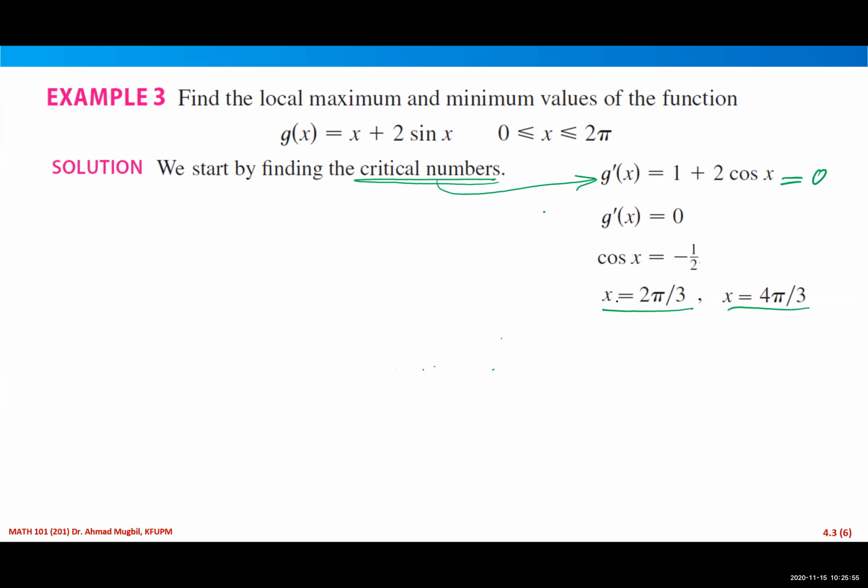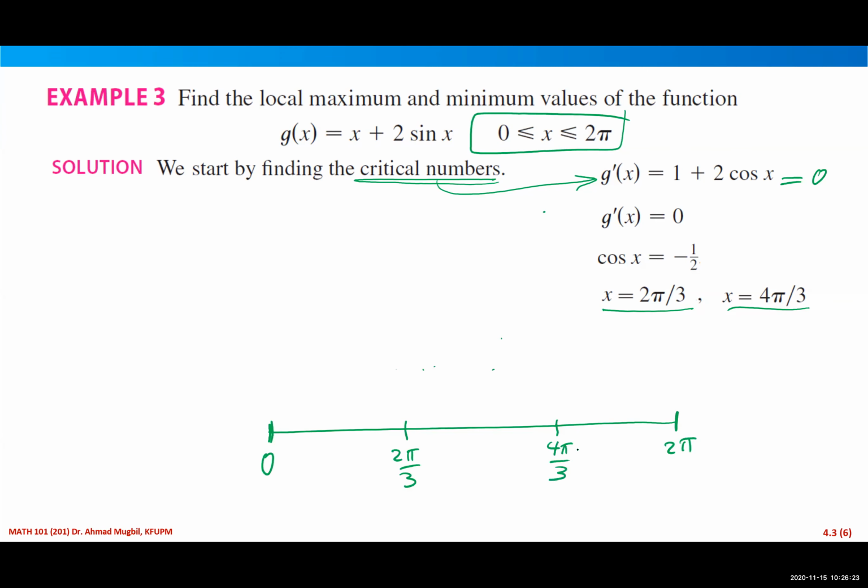Now what we will do, ya Shabab, we will make a table, the number line, but we will not do it now for infinity and negative infinity. Why? Because I have a closed interval here. So I will just do it from 0 to 2 pi. Now let's say that this is 2 pi over 3. This is 4 pi over 3. Now we need to determine the sign of, we don't have factors here, so it is easy. Let me put it here. This is the first derivative.